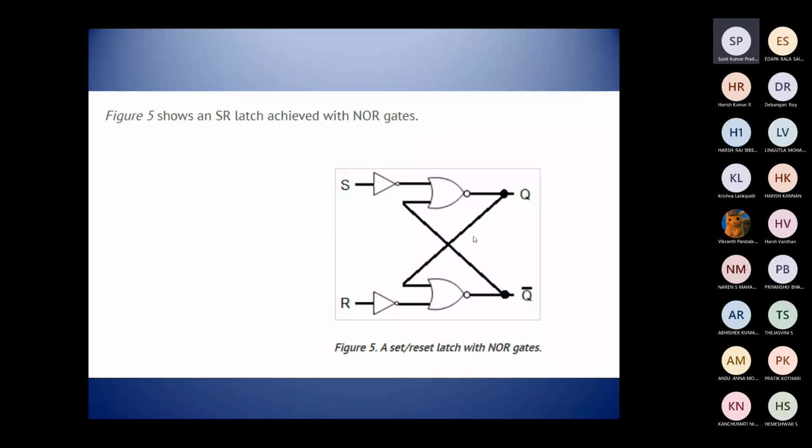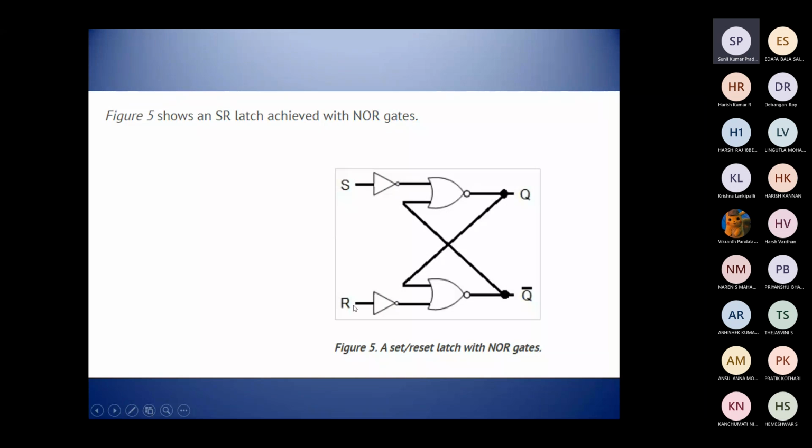So this is our SR latch achieved by NOR gate. The only difference, all things are the same, is that the NAND gate is replaced by the NOR gate here. So this is the input S and R, that is set and reset, and S is given to this inverter, that's the NOT gate. Then the output of this inverter is given to the input of this NOR gate, because here we are using NOR gate actually.